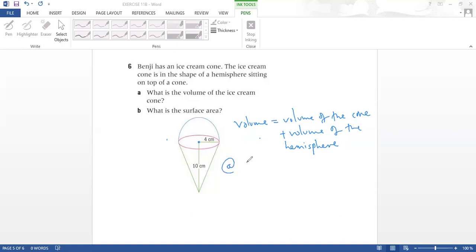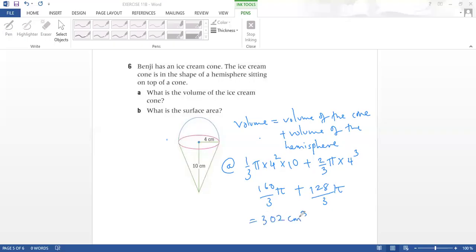The volume of a cone, we said it is given by 1/3 pi times r squared multiplied by h, the perpendicular height, 10. And then we add the volume of a hemisphere, which is 2/3 pi r cubed, so 4 cubed. So let's simplify. Here we'll have 160 divided by 3 pi plus 4 raised to 3, 64 times 2 is 128. 128 divided by 3 pi. So if you add this and give the answer to 3 significant figures, it is 302 cubic centimeters.